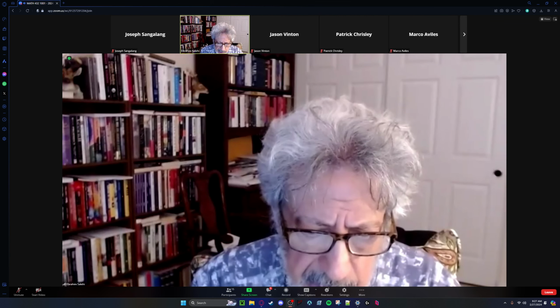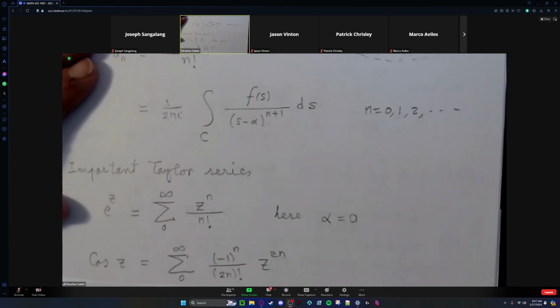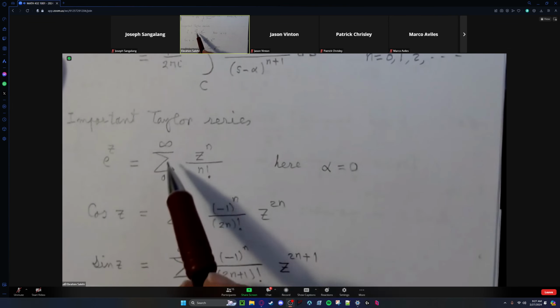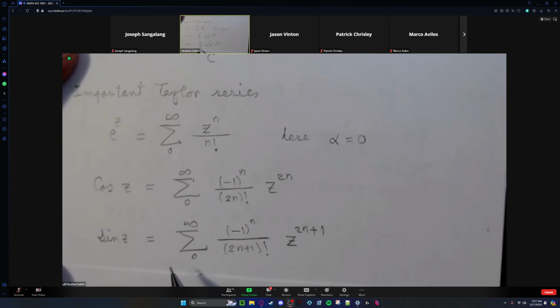The image is a little blurry, I'm trying to make it sharper. Okay, see, it converges everywhere. We are not really concerned about this one. So the radius of convergence is infinity. Same thing with cosine z. Those are entire functions. These three series converge everywhere. So the radius of convergence is infinity.